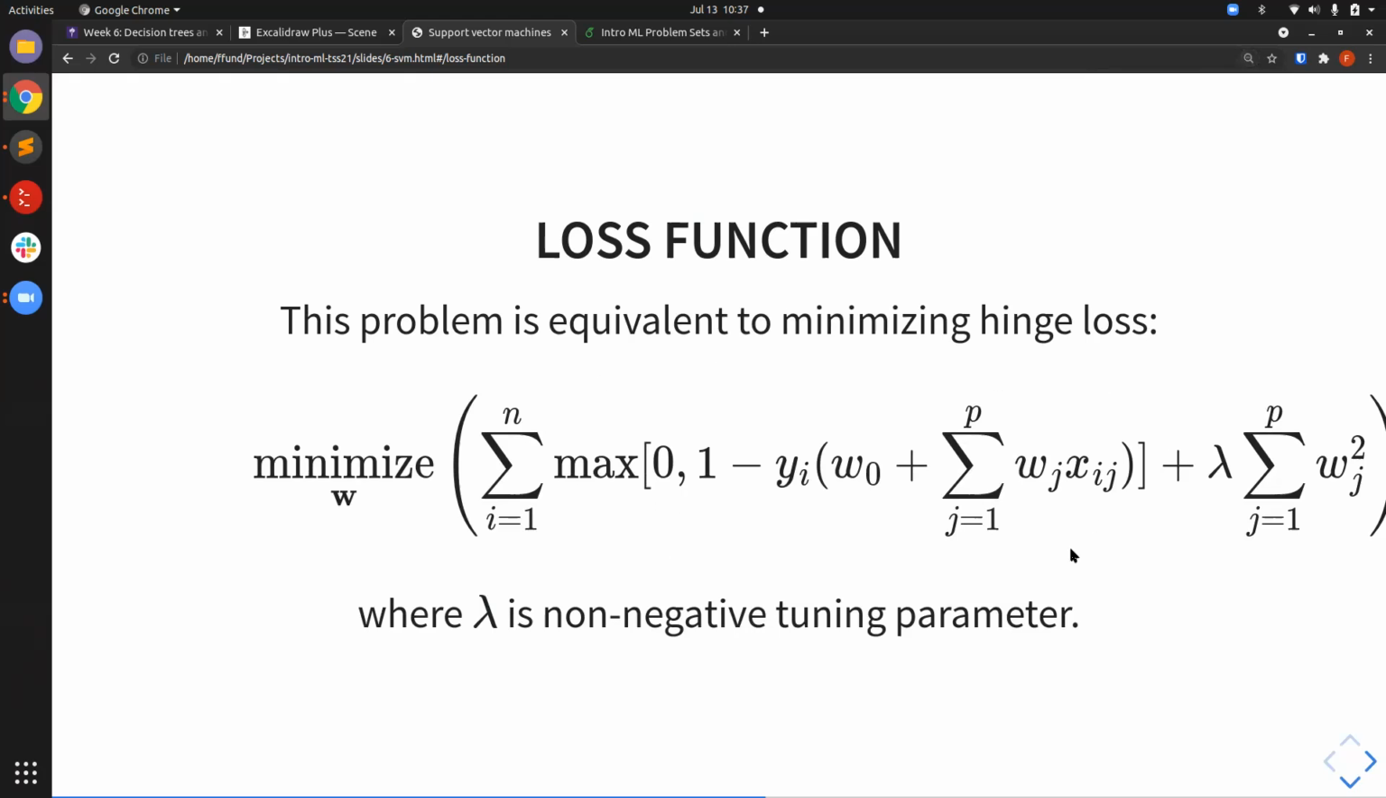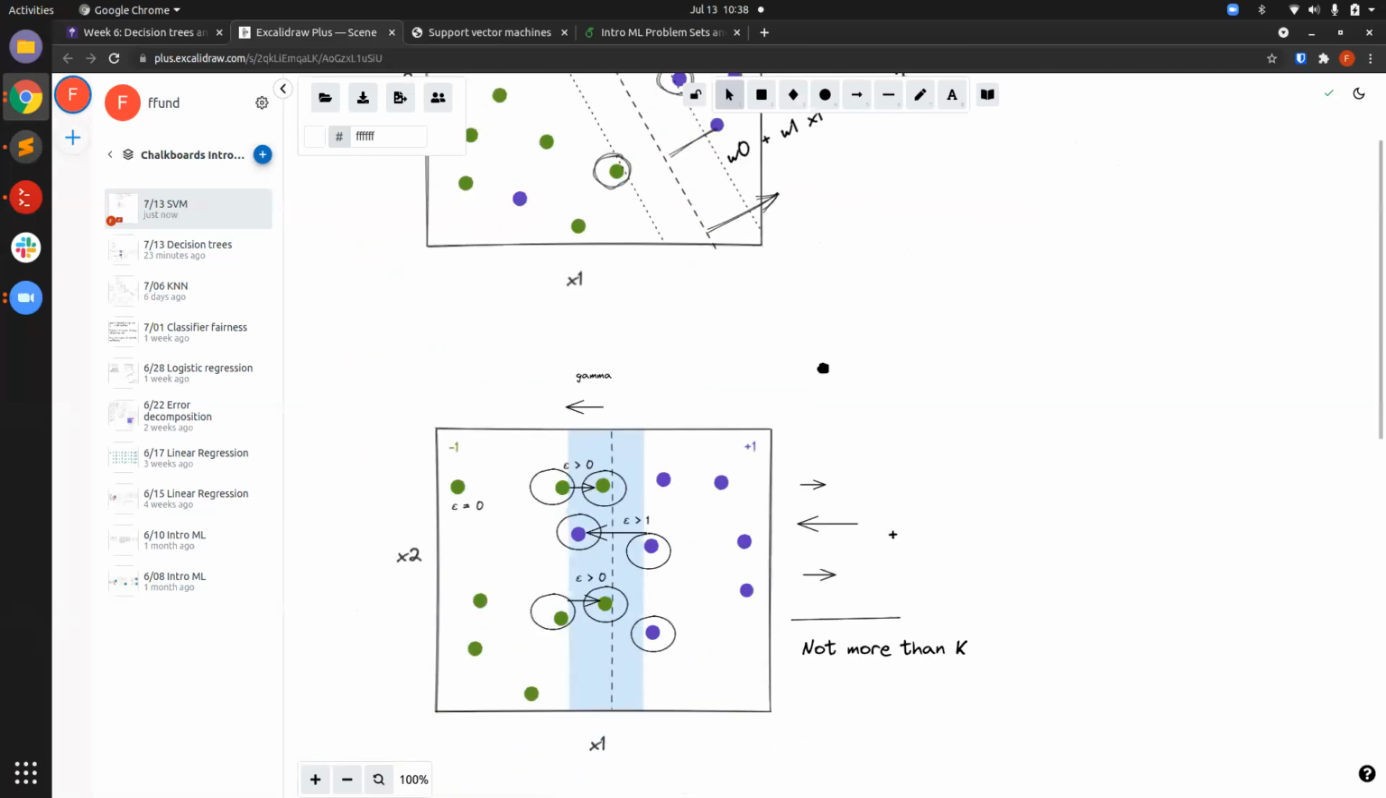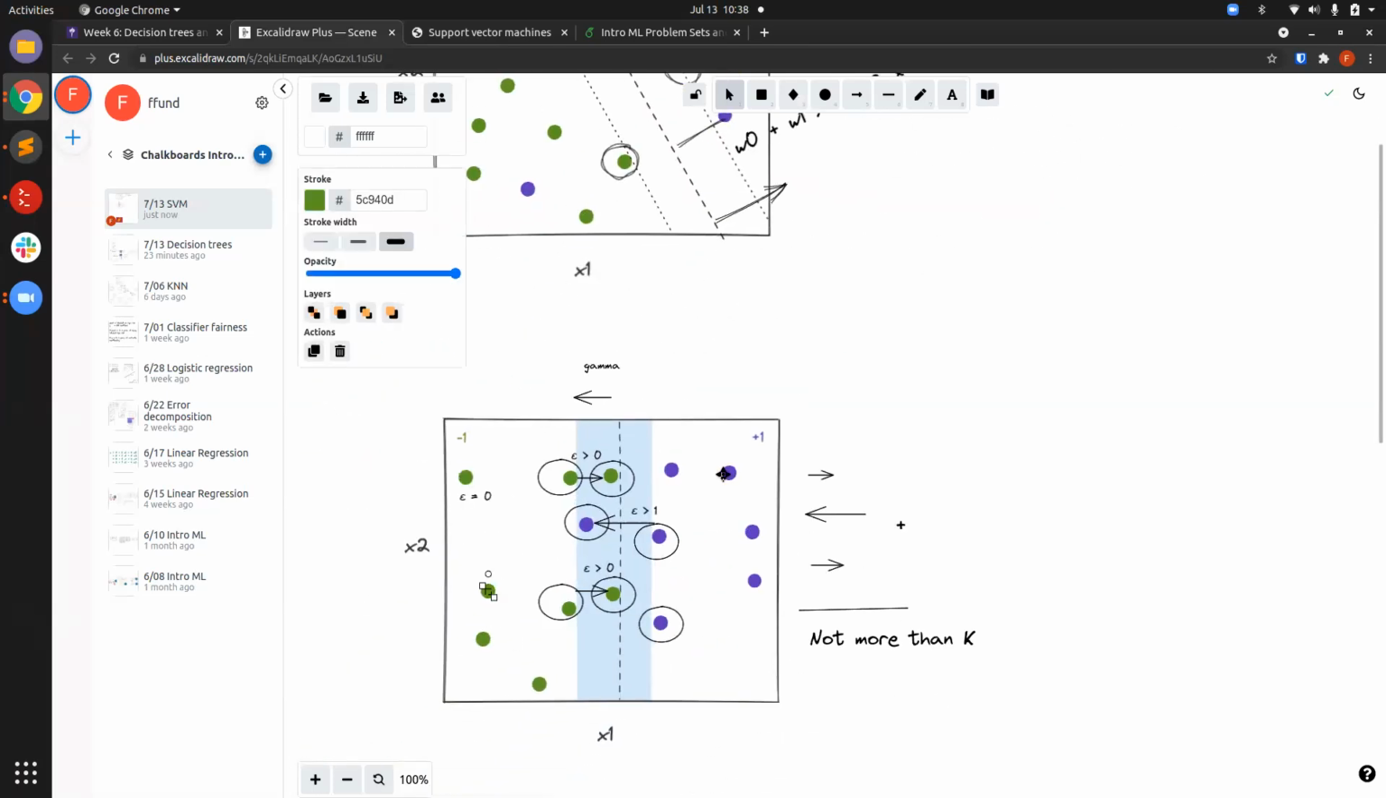So this expression here is called the hinge loss, where the loss is 0 if a point is not over the margin. And then we have increasing contribution to the loss function for every point that's over the margin. So each of these points that are not over the margin have a loss of 0 according to the hinge loss. And each of the points that violate the margin have some non-zero loss in proportion to how far they are over the margin.